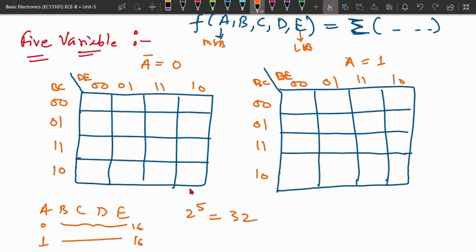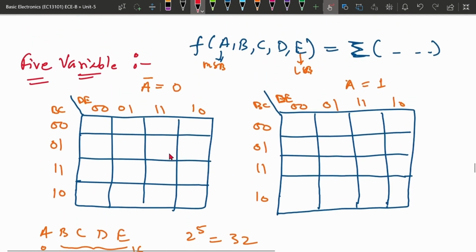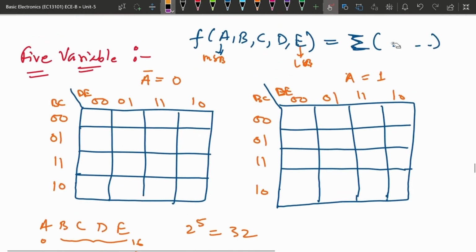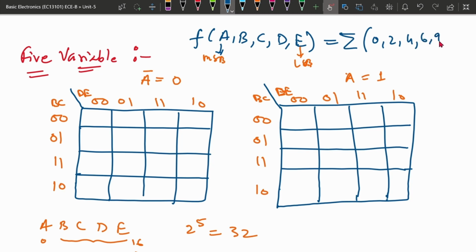Now we need to proceed with the example. So this was the case where we are considering the 5 variable case. Now take an example of the 5 variable case. Suppose the function is defined by the min terms 0, 2, 4, 6, 9, 13, 21, 23, 25, 29 and 31.